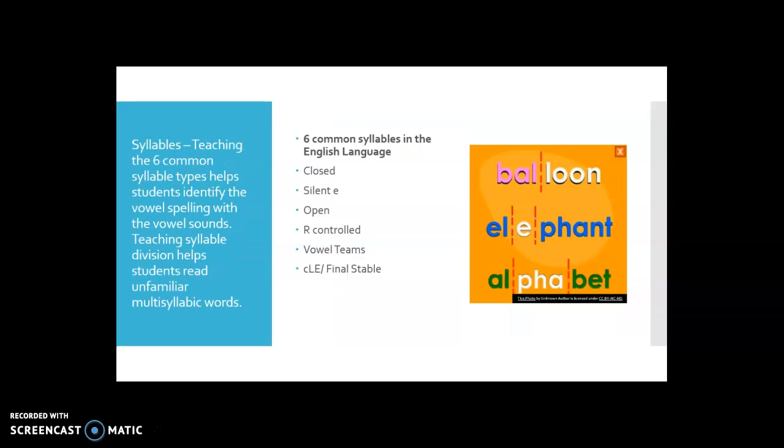Next, we teach syllables. We teach 6 common types of syllables to help students identify vowel spelling and vowel sounds. We also teach syllable division rules. This will help students read unfamiliar and multisyllabic words.